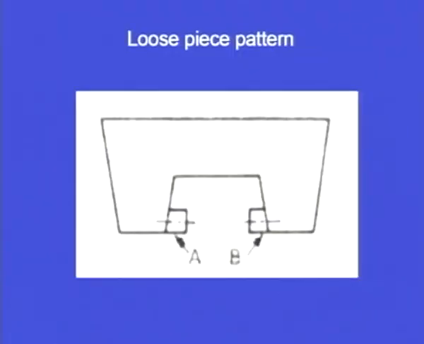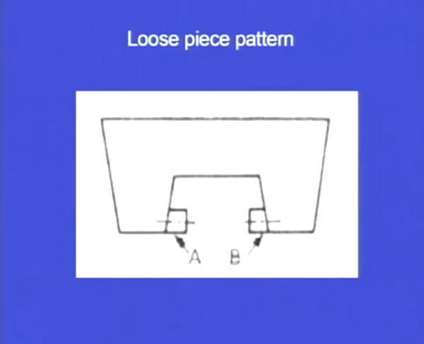Next one, loose piece pattern. Now let us consider a casting of this shape. It has a section like this, and here there is a projection and here there is a projection. Now what kind of pattern can be used? Certainly it can't be a single piece pattern, and making it a split pattern is also difficult.